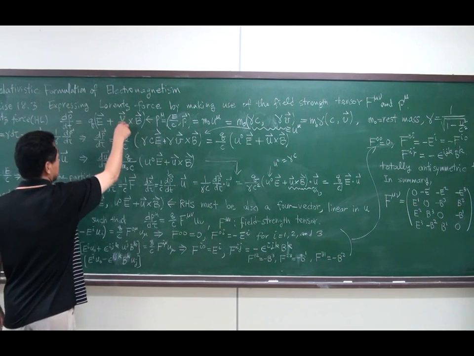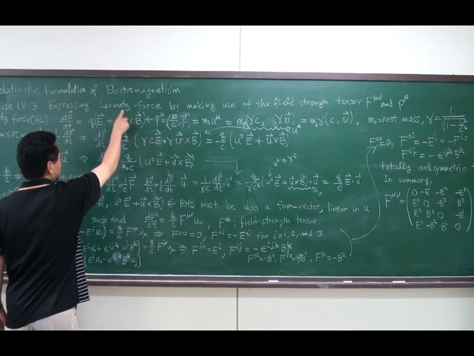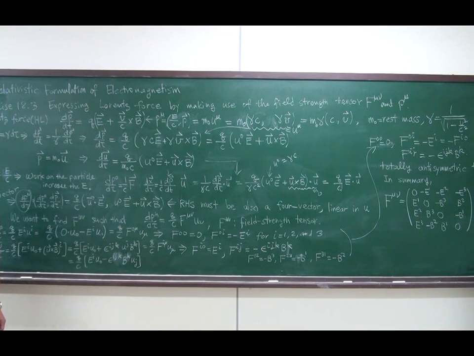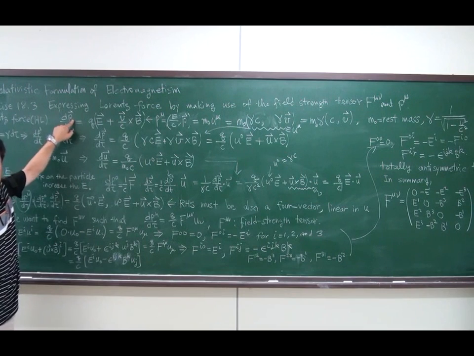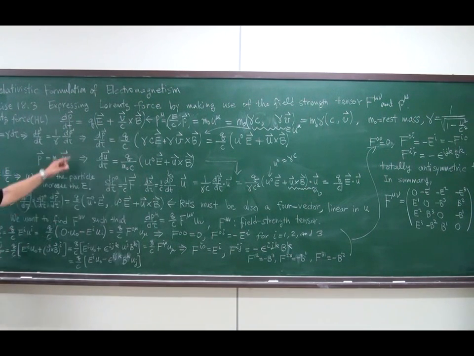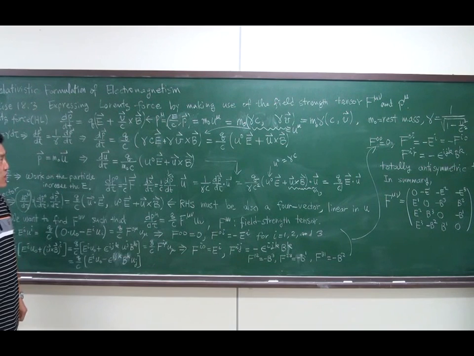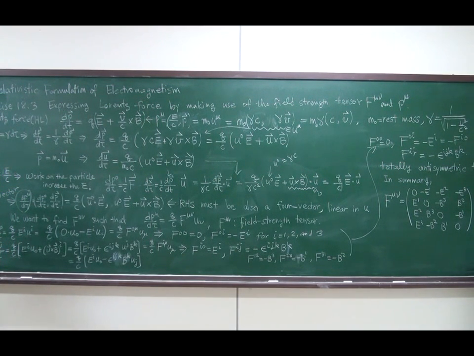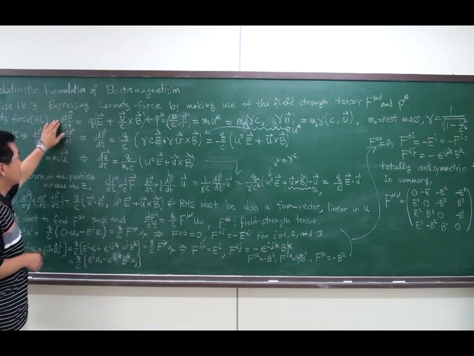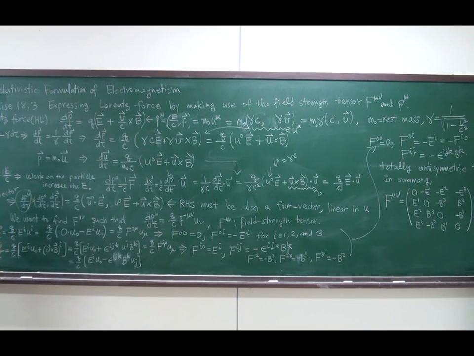So multiplying the 1 over c here makes a dimensionless quantity. So the electric field and magnetic field have the same dimension. So this is the Lorentz force formula in the Heaviside-Lorentz unit. Here, this is a momentum P, and we know that P mu is a 4-vector. So our aim of today's class is to express this Lorentz force in a covariant form.